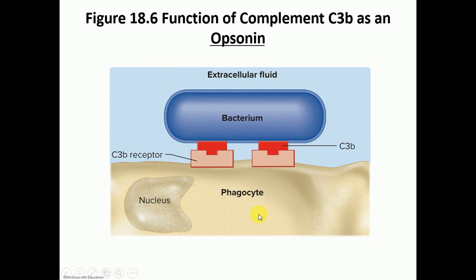Now your phagocytic cells are able to identify C3b because they have a C3b receptor. So the C3b is attached to the bacteria, but the C3b receptor is found on the cell membrane of the phagocytic cells. Now when those attach, again, it helps in the process of phagocytosis. Say if this was a macrophage, it makes it easier for that macrophage to identify the bacteria as a foreign body because it found the C3b on its surface.